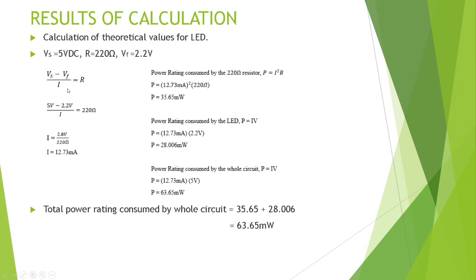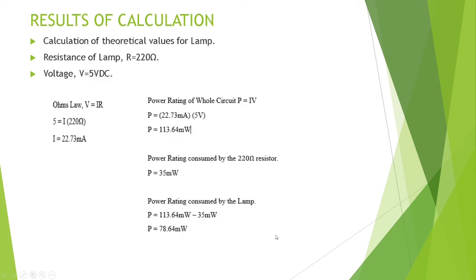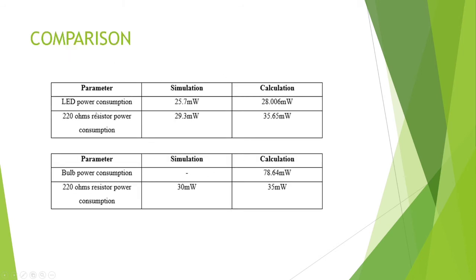Now this is how the theoretical values of LED when calculated look like. The calculation of theoretical values for a lamp or a bulb. And this is the comparison in which LED actually consumes less power compared to a bulb, 28.006 milliwatts and 78.64 milliwatts.